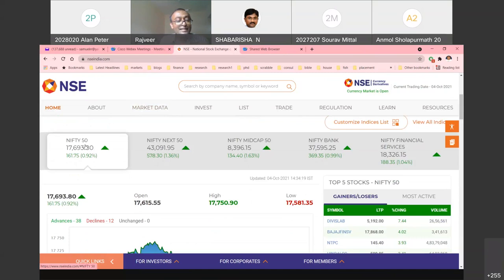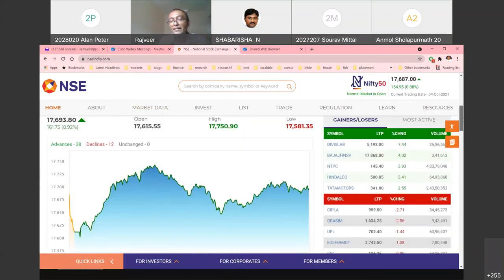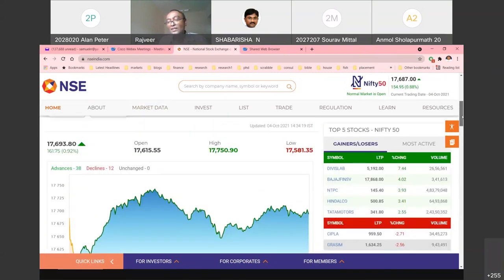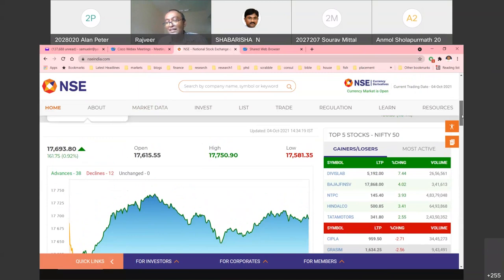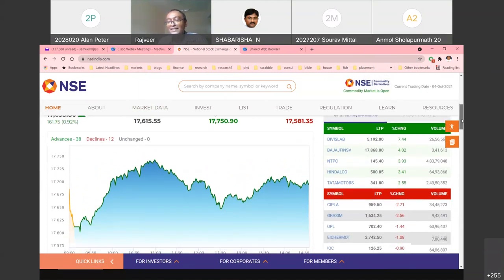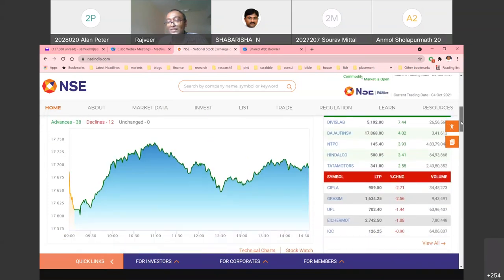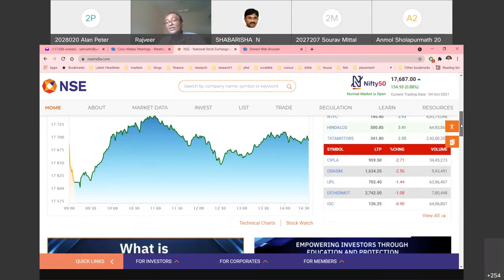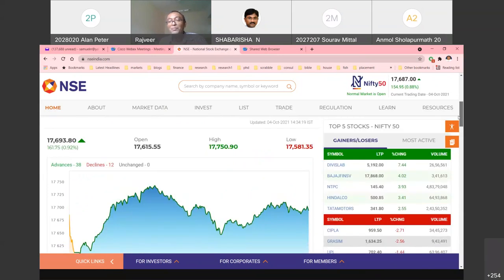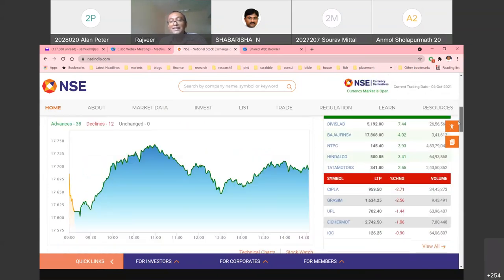Let's look at. Click that. Okay. So today, if you look, the stocks that are leading are on the left side. Divi's Labs, if you look, is up the most today. And what about stocks? There are still stocks that are losing money today. Cipla is down, Grasim is down. So on any given day, stocks will be up or down. But if the overall trend is up, yes, then we can be very happy.